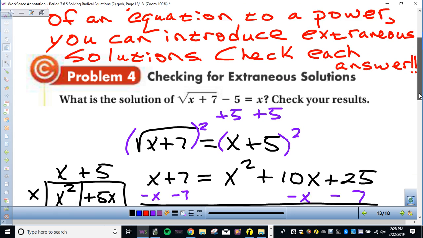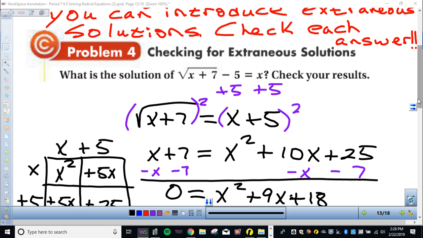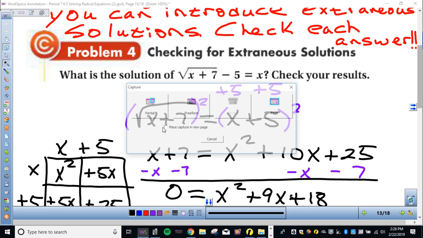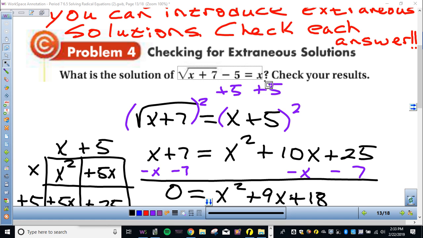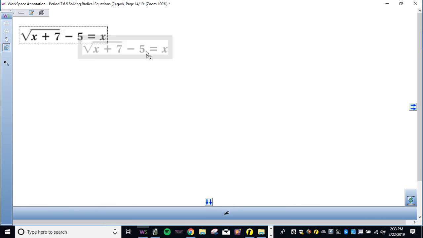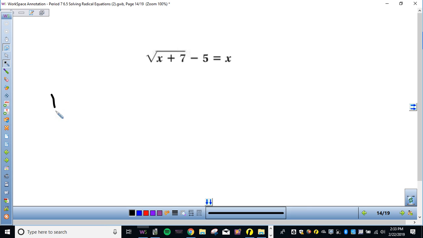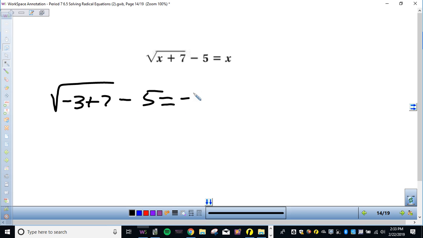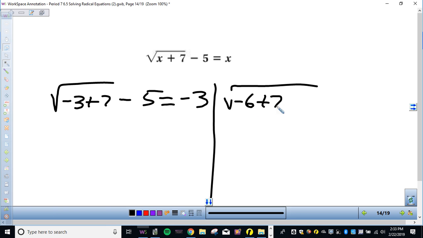So I'm going to copy this to a new page. We get the square root of negative 3 plus 7, minus 5. We're going to see if that equals negative 3. And the square root of negative 6 plus 7, minus 5, and see if that equals negative 6.